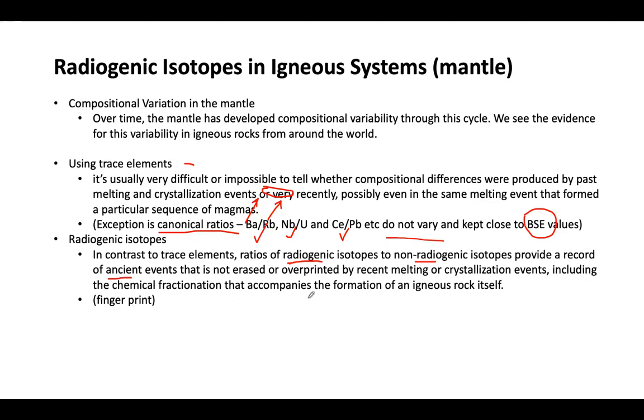But we can have some reasonable assumptions, we may take these radiogenic isotope ratios to understand past events, ancient events, okay? But even if they have been subsequently disturbed, that also can be understood, right?